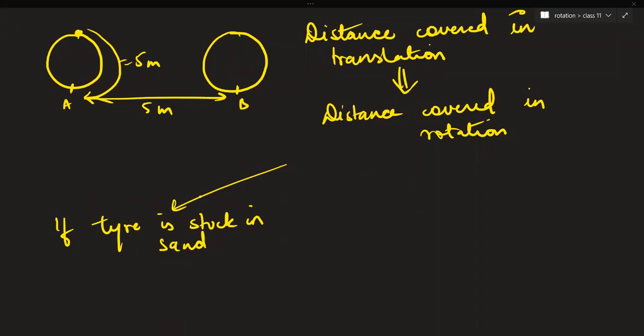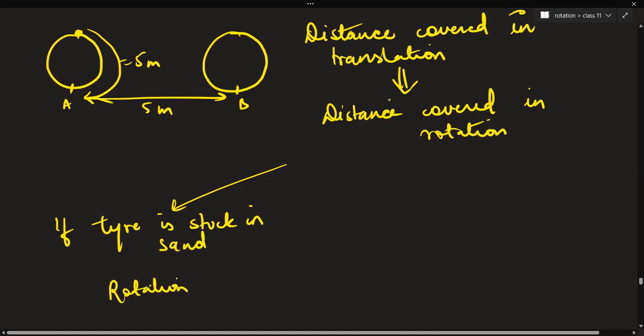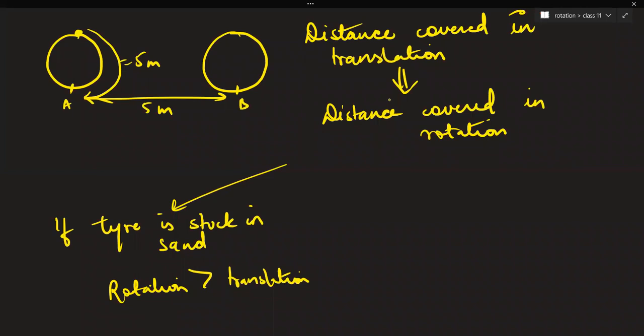Good. Just imagine a car moving on a sandy road, a complete sand desert area. What will happen? The car will not propagate forward. There won't be any forward propulsion, any translation. Rather, the car would be stuck at a point and the wheel will be rotating continuously. So in that case, the rotation component becomes greater than the translational component.